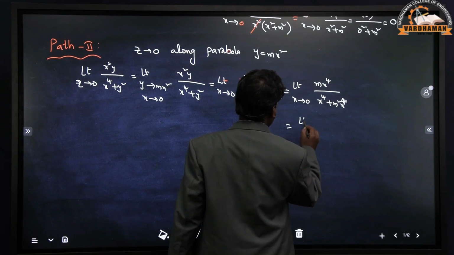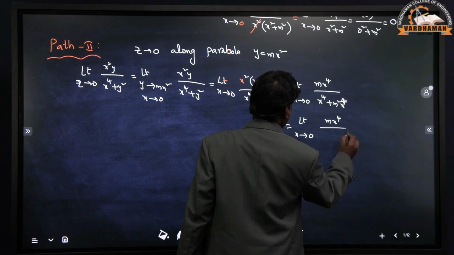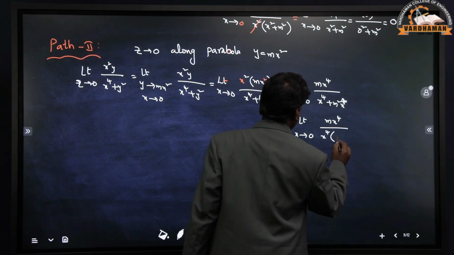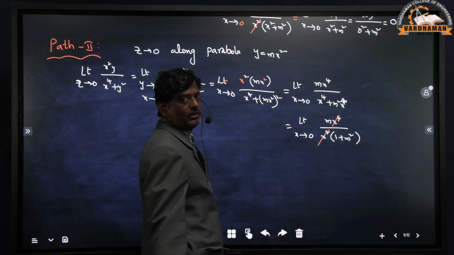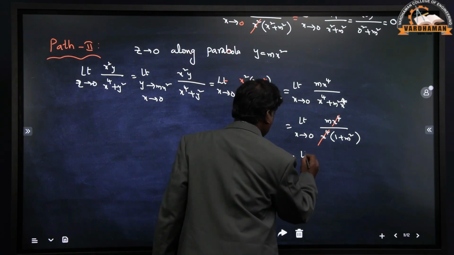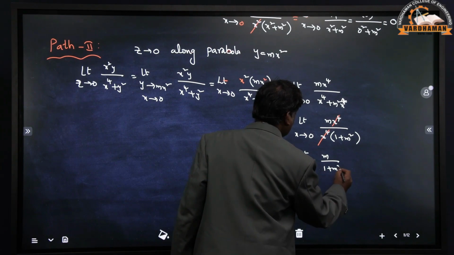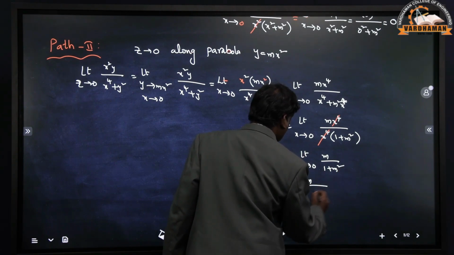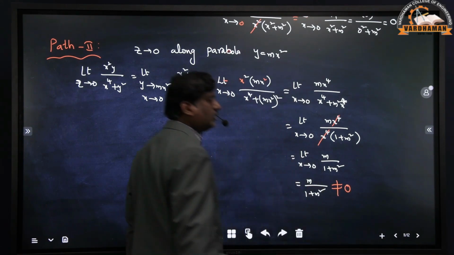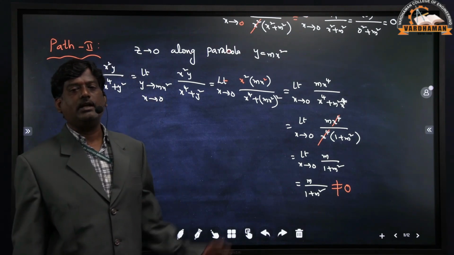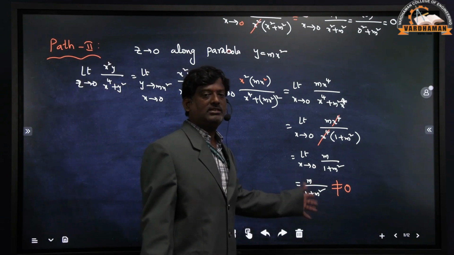Now this is equal to limit x tends to 0, m x power 4 in the numerator, and in the denominator, if you take x power 4 outside, 1 plus m square. Now x power 4 gets cancelled. Finally you get limit x tends to 0, m by 1 plus m square. When you apply the limit, we get m by 1 plus m square, which is not always equal to 0. Depending on the m value, the limit value also changes.